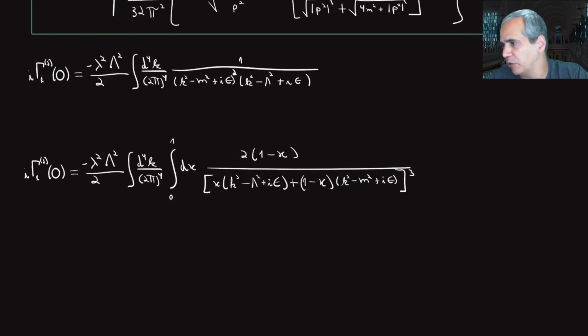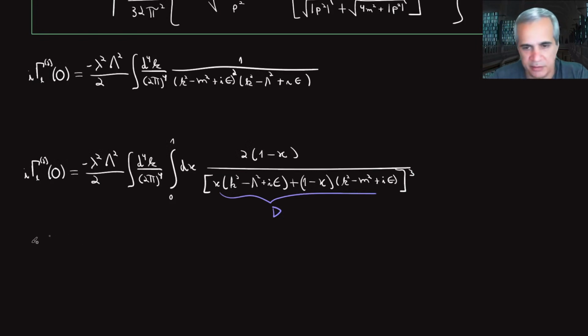Now I call this denominator d, and I have to simplify it and complete squares. In this case, d will be just k squared, this term times 1 here is k squared times minus m squared plus i epsilon. And then I can do the cancellations between the minus x part and the x part. So k squared goes away, i epsilon goes away. All I'm left with is this part, which is minus x lambda squared.